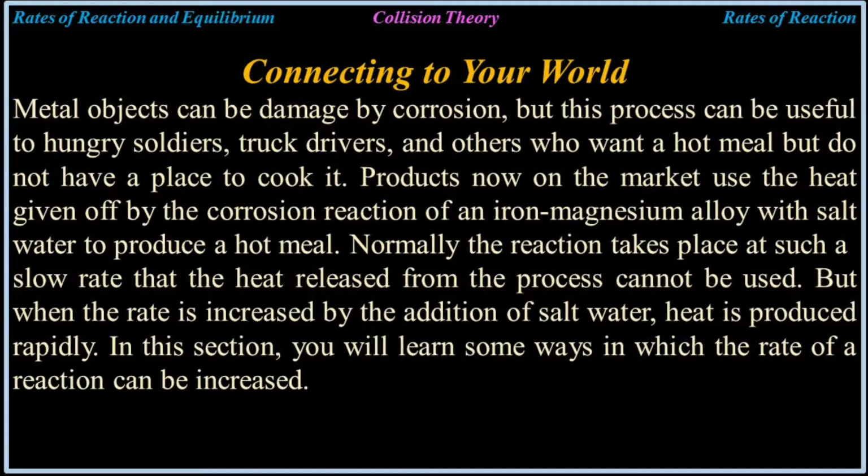Products now on the market use the heat given off by the corrosion reaction of an iron-magnesium alloy with salt water to produce a hot meal. Normally, the reaction takes place at such a slow rate that the heat released from the process cannot be used. But when the rate is increased by the addition of salt water, heat is produced rapidly. In this section, you will learn some ways in which the rate of reaction can be increased.